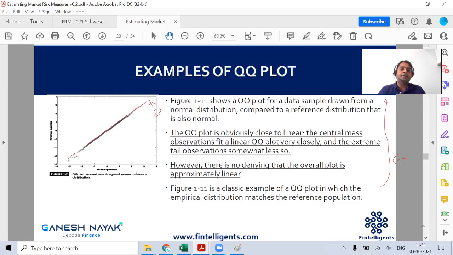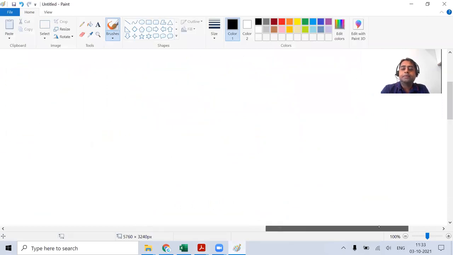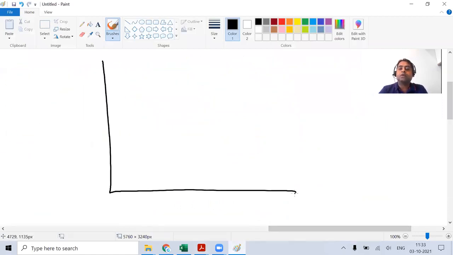It's a very simple concept, and we'll look at a few examples to understand how the distributions cannot match. Okay, now let me show you a diagram. Suppose I'm creating a quantile plot.